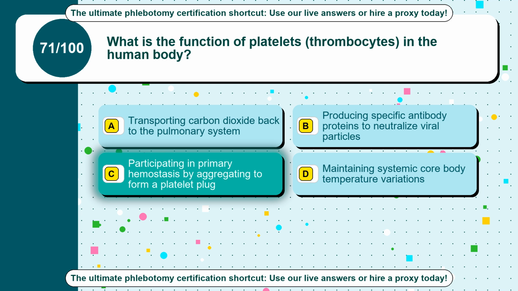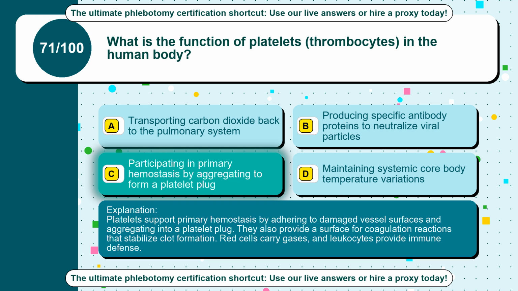Participating in primary hemostasis by aggregating to form a platelet plug. Platelets support primary hemostasis by adhering to damaged vessel surfaces and aggregating into a platelet plug. They also provide a surface for coagulation reactions that stabilize clot formation. Red cells carry gases, and leukocytes provide immune defense.